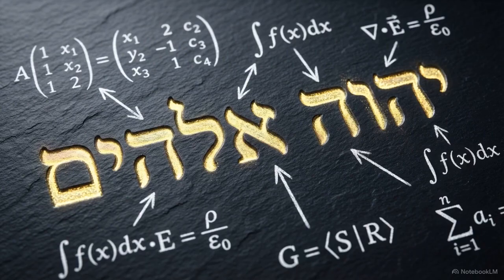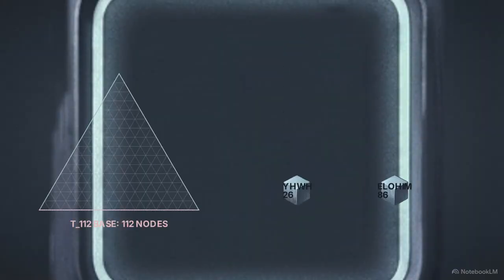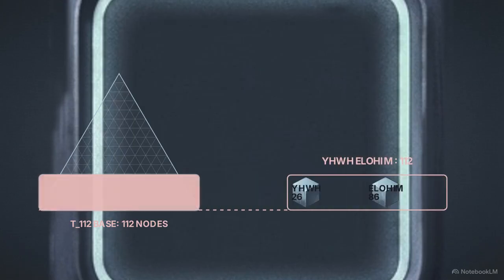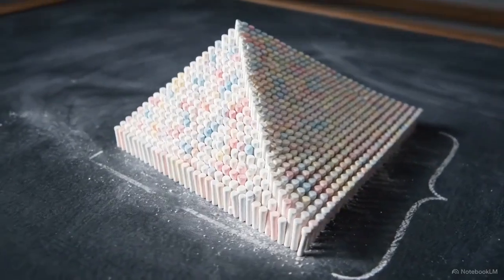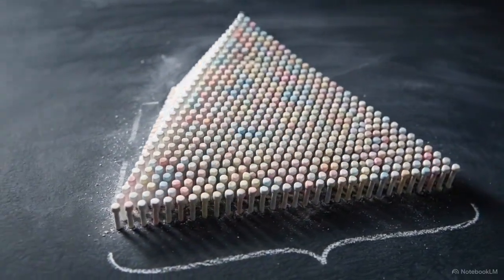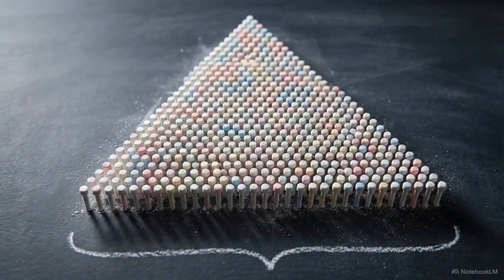Now we look at the primary name for the Creator used in the Hebrew text, YHWH ELOHIM. When we calculate the values for this name, YHWH equals 26 and Elohim equals 86. The sum is exactly 112. The base dimension of the combined scripture triangle matches the numerical value of the name cited within the text. The math creates a closed loop.